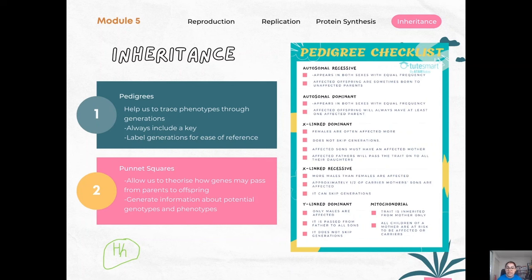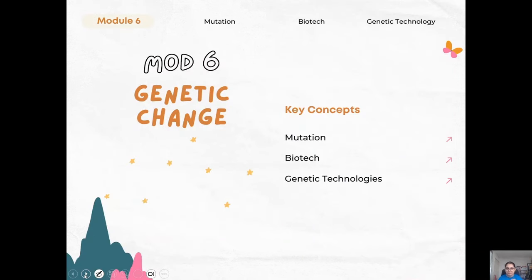Mitochondrial is a trait which is inherited from the mother only, and all children of a mother are at risk to be affected or to be carriers if it's mitochondrial. Again, you don't see it as often. These are sort of the main ones, these four, but it's good to know these two down the bottom. Let's move on then to module 6.